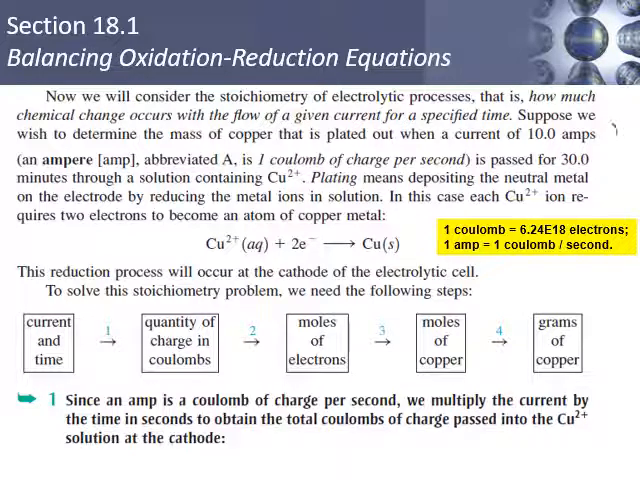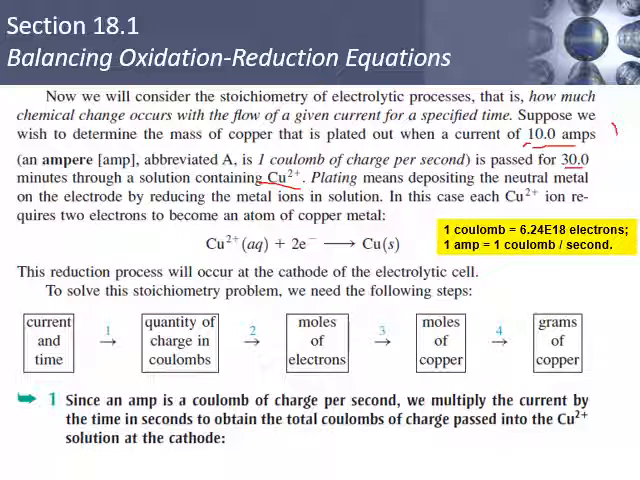Suppose we wish to determine the mass of copper that is plated out when we have a current of 10 amps, that's 10 coulombs per second, and we do it for 30 minutes, which is 1,800 seconds, because you have to multiply 30 times 60 seconds per minute. That's 1,800. So multiply 1,800 times 10, that's 18,000. And then divide that 18,000 by the Faraday constant, which is about 100,000, so that's going to be like 0.2. And then you want to divide that by 2, so whatever you get there, 0.1 or something like that. And then multiply it by copper's molecular mass, which I think is 63.55.